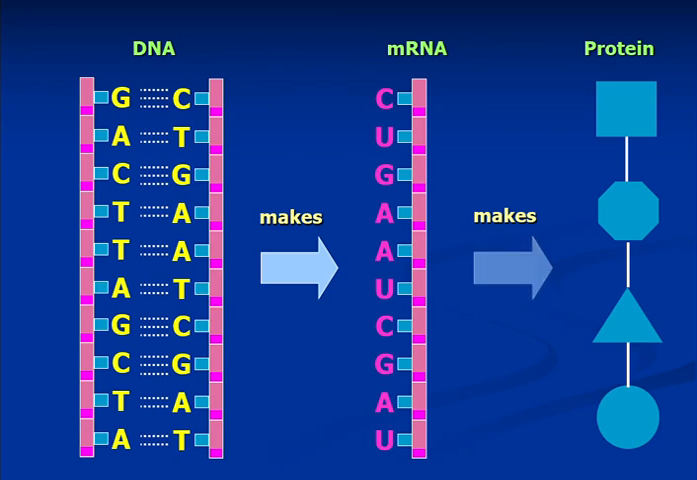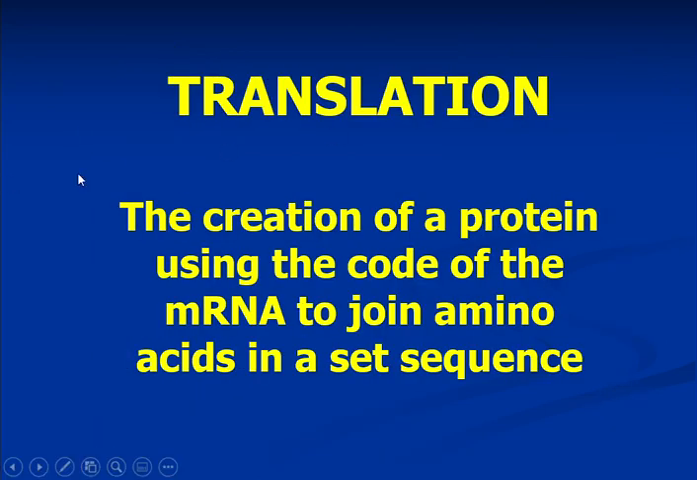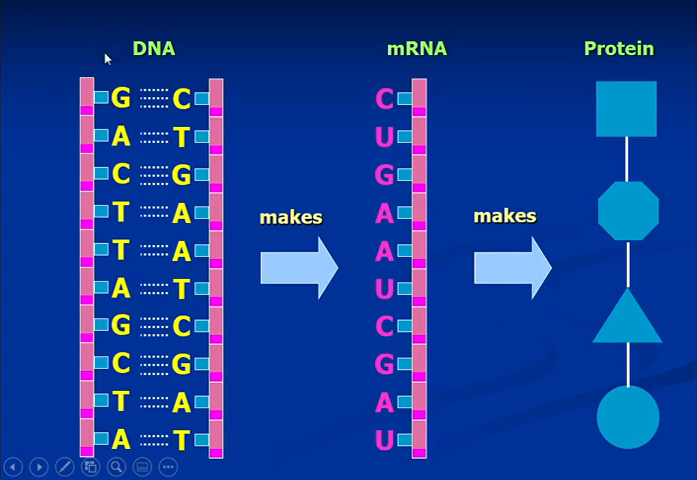Then if I look at step 2, I'm going from mRNA to protein, and that is known as translation, the creation of a protein using the code of the mRNA to join amino acids in a set sequence. And the set sequence is determined by the code on the mRNA strand. So again, step 1, transcription, DNA to mRNA. Step 2, translation, mRNA to protein.